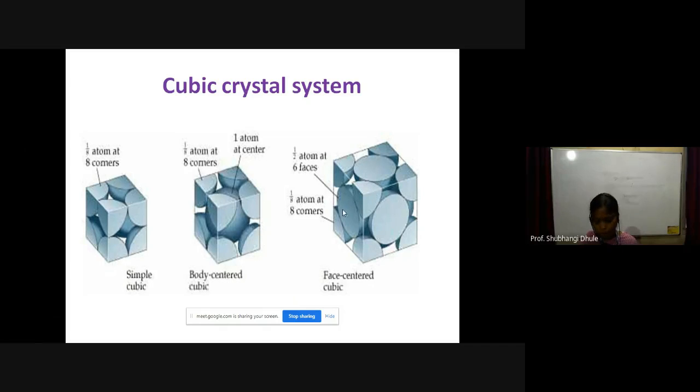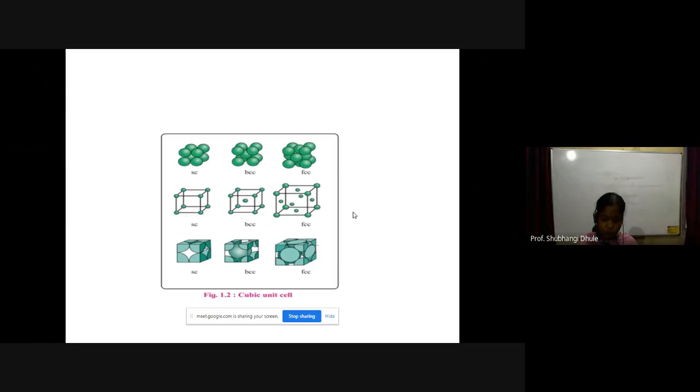So this is very important, how many particles the unit cell contains. Again I am giving this diagram from the textbook. Here you can understand how the particles are arranged in the primitive, then BCC and FCC.